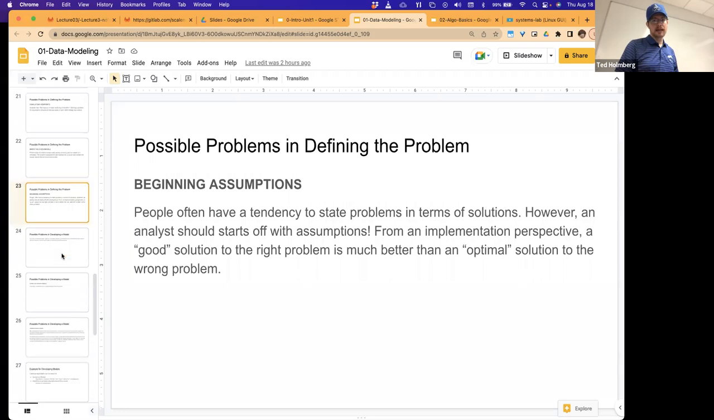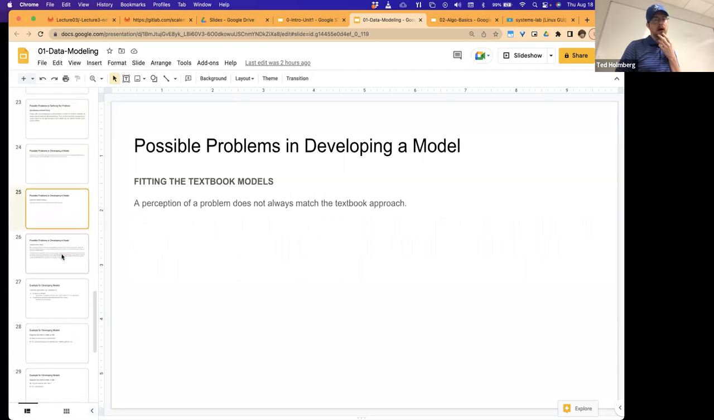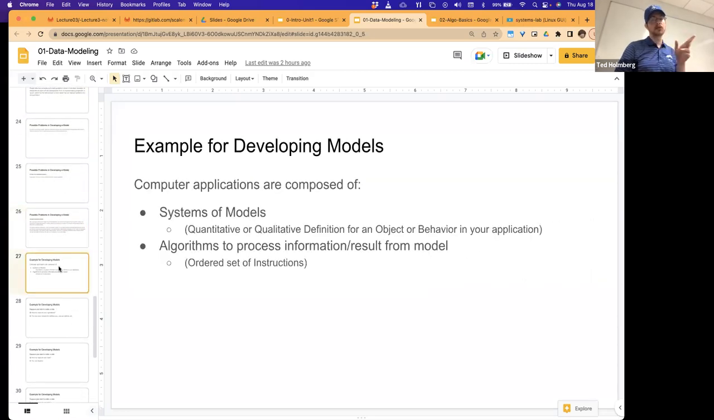I don't care about that. I just want to finish off this slideshow. I don't really care about problems with modeling because we'll encounter that over the semester, but I will share these slides so that you can see them in the future. I just want to finish by giving an example for developing models.